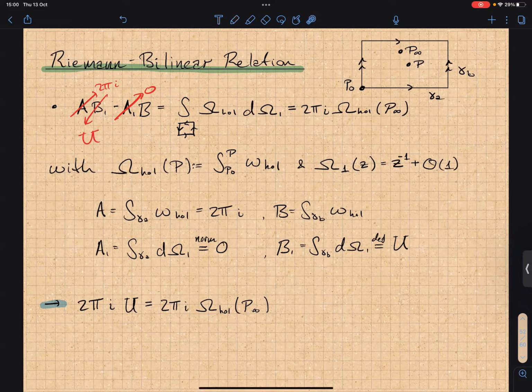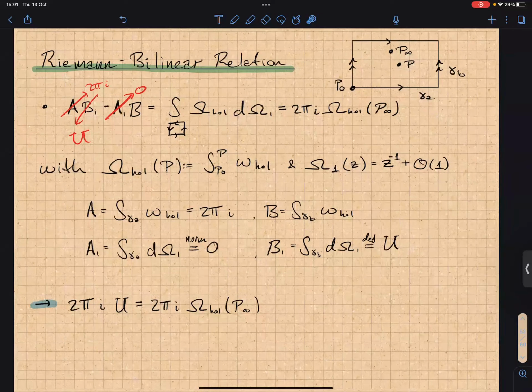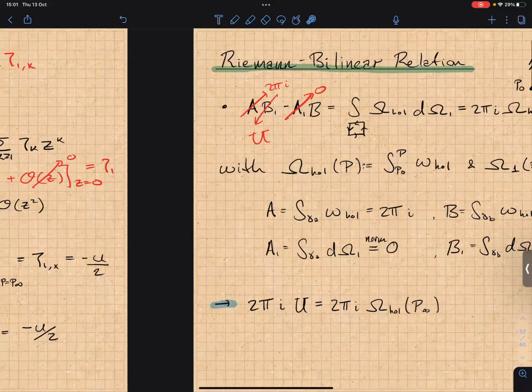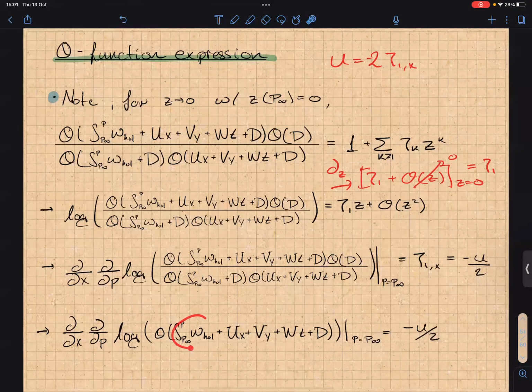So we obtain that 2 pi i U is equal to 2 pi i times the holomorphic integral at p infinity. So now we're getting a little bit more control over the holomorphic differential, or we have a relation between U and the holomorphic differential. And what we want to control here is this term for this P near P infinity.